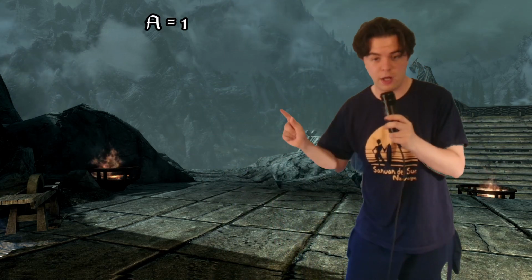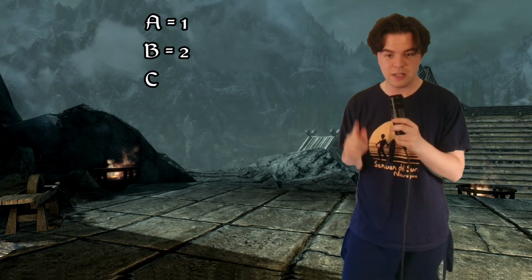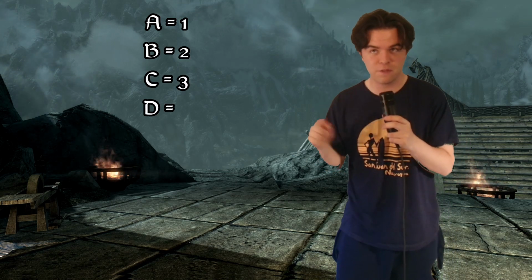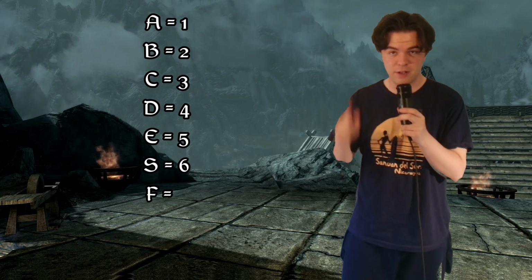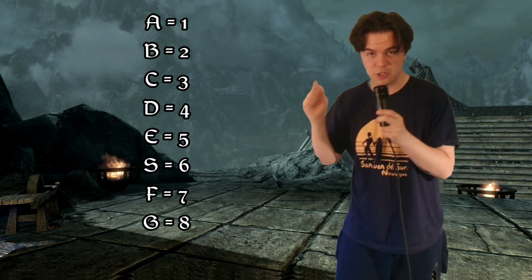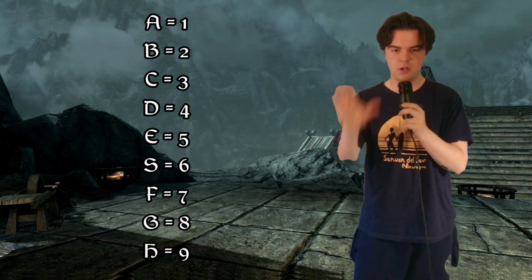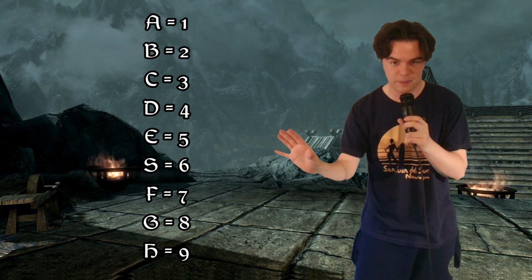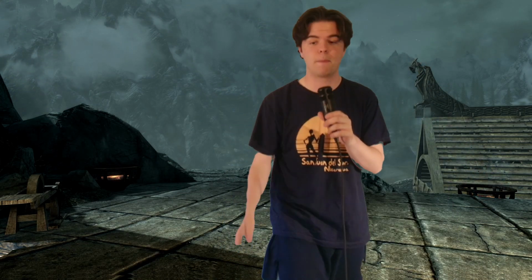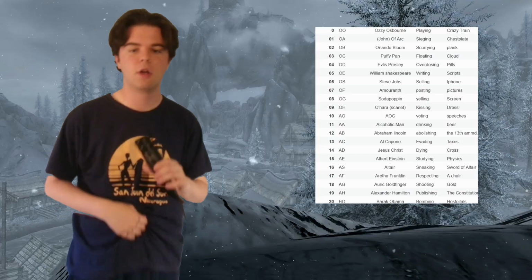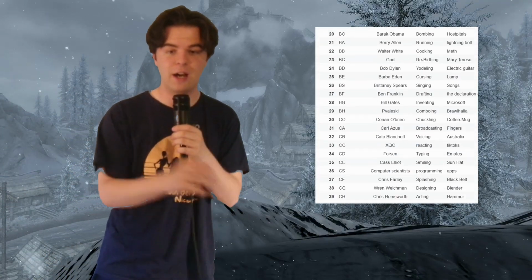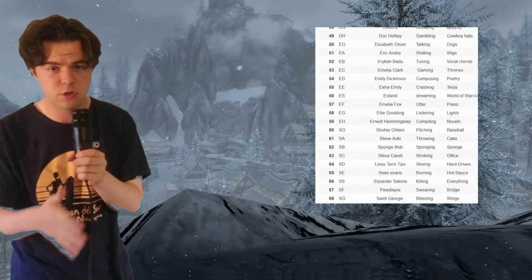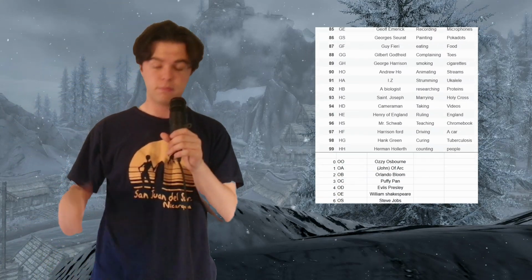A equals 1, B equals 2, C equals 3, D 4, E 5, F 6, G 7, H 8, I 9. Just remember that, okay? Now that we have that down, let's get to the actual PAO chart. Person, action, object. You want to build your PAO chart from 00 all the way down to 99. And you want to line up the letters with the corresponding numbers, which I stated previously.